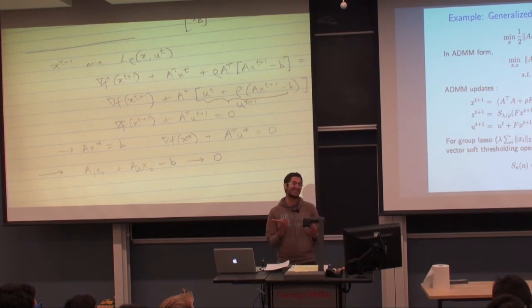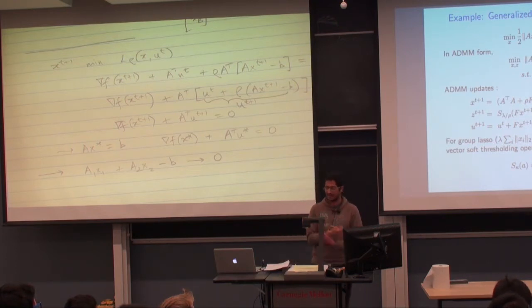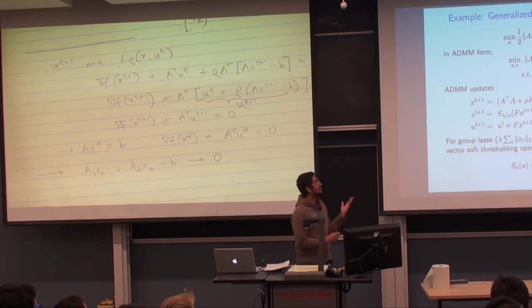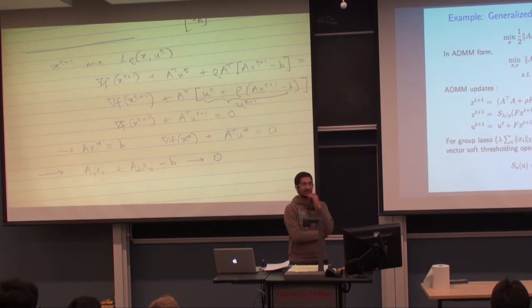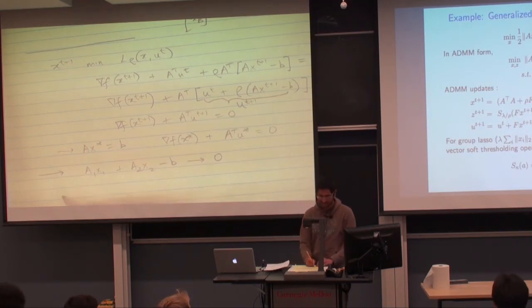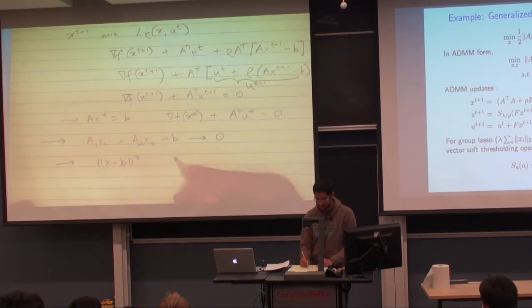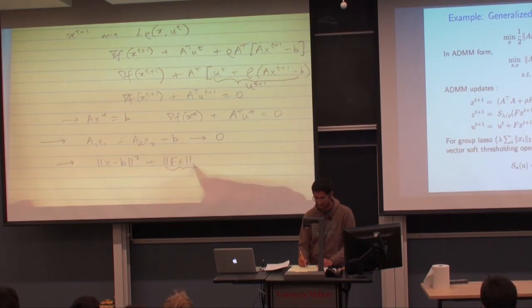Why is it called generalized lasso? Because it encompasses a lot of problems that are very similar to lasso. For example, if F was the identity, then this is exactly the lasso problem. If A was the identity and F was a difference matrix, then you get what's called trend filtering. I think Ryan had mentioned that last class. What you get is something like the norm of x minus b squared plus lambda times the norm of Fx, and this would just look like the sum of x(i+1) minus x(i).